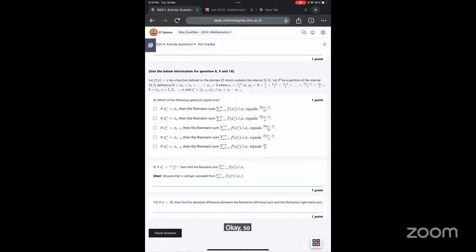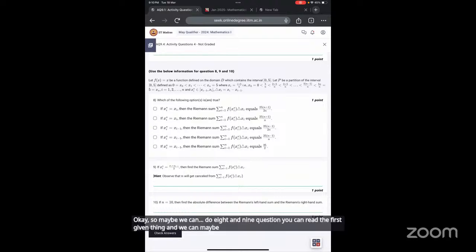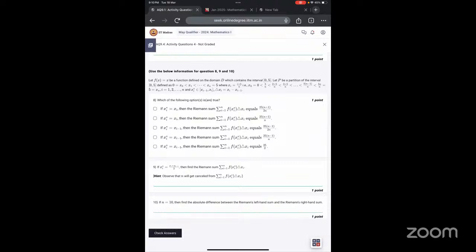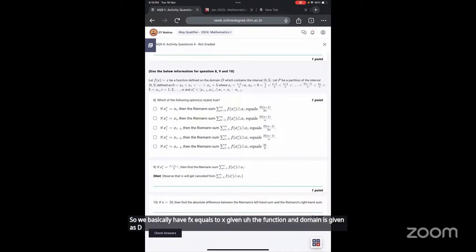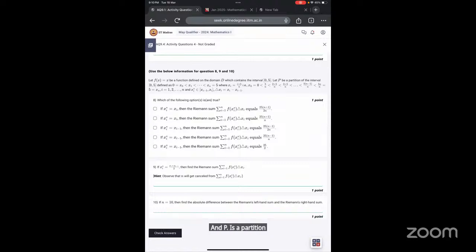So maybe we can do the 8th and 9th question. You can read the first given thing, and we can maybe try to solve the 8th question. So we basically have f(x) equals x given, the function, and the domain is given as D, which contains the interval [0, 5]. Okay, and P is a partition on the interval [0, 5].